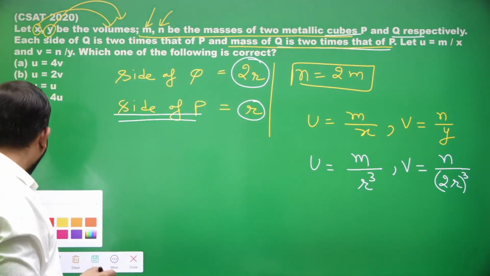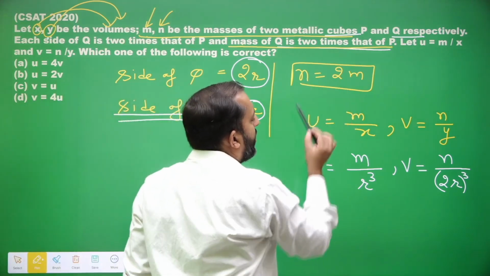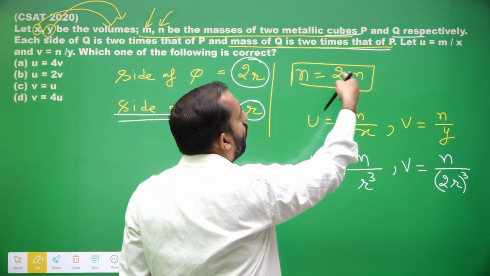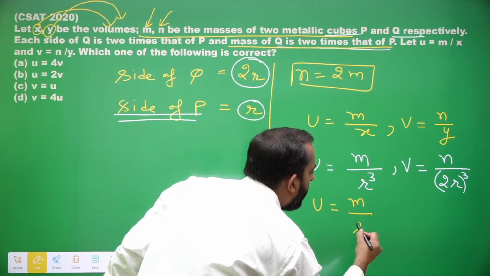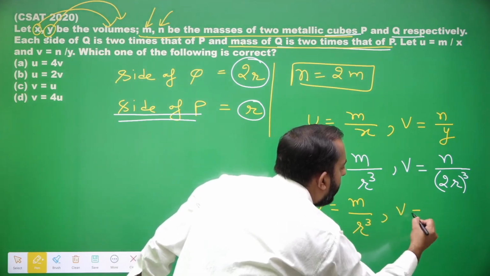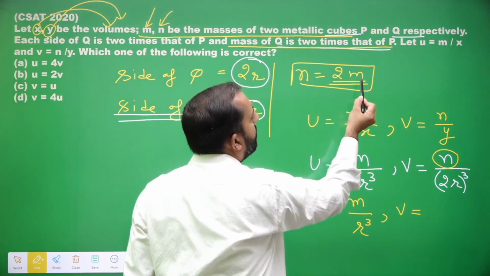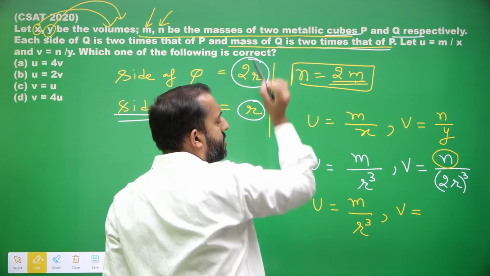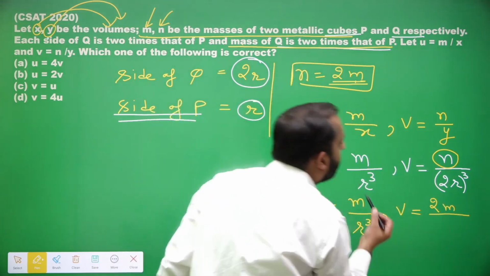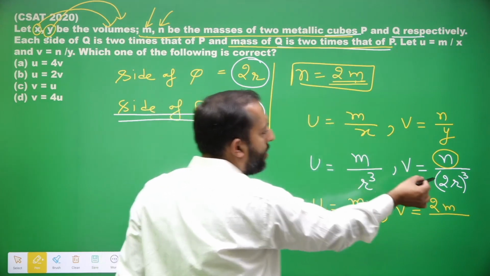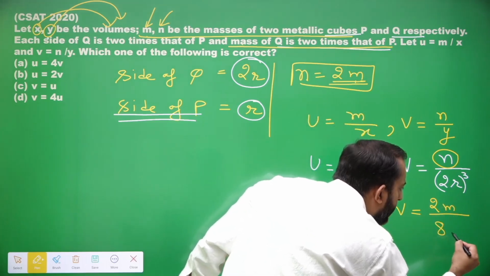Further, I know N is equal to twice of M. N is equal to what? Twice of M. So keeping this U as it is, U is equal to M upon R cube. And in case of V, replace this N with what? This N with 2M, because this is given to us already in the statement. So replacing this N with 2M, in the division, we are having 2R cube, which means 8R cube now.